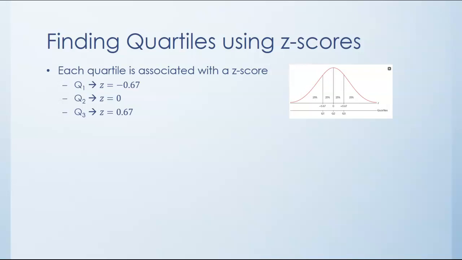50% of our data lies below, 50% of our data lies above it. And then the last one, Q3, that's our 75% quartile. That's going to be 0.67, on our positive side. And remember, these quartiles just split our data into 4 equal areas.